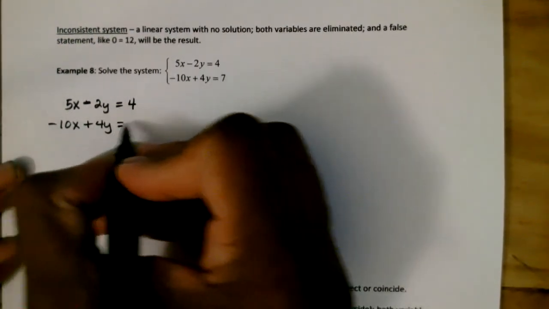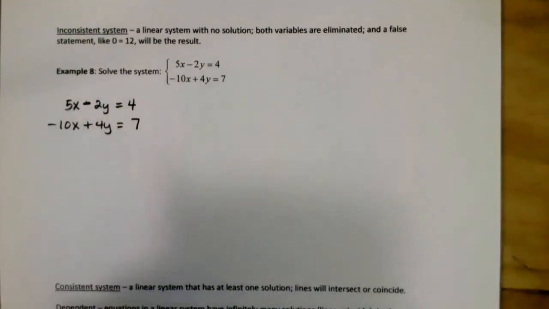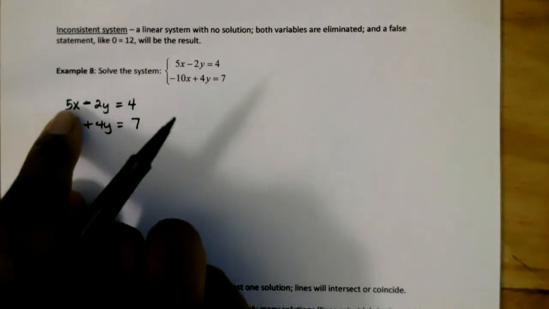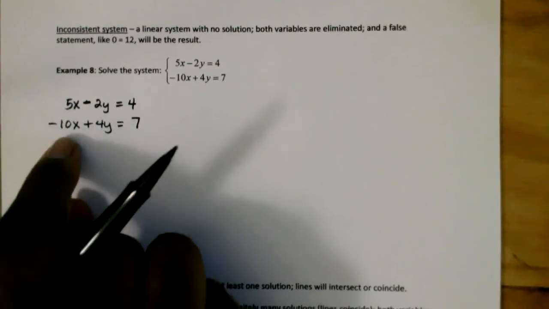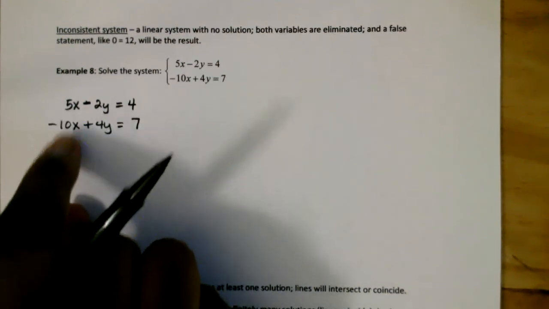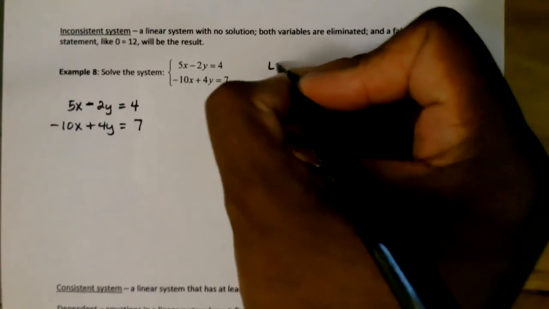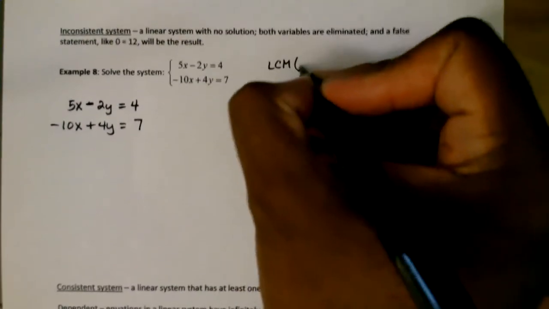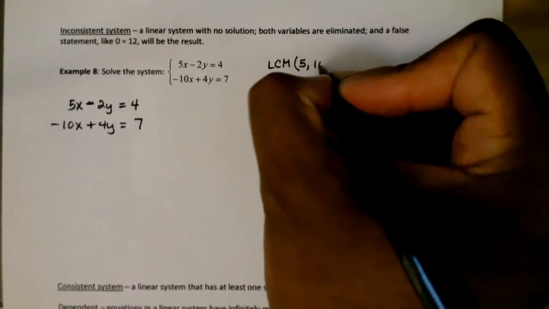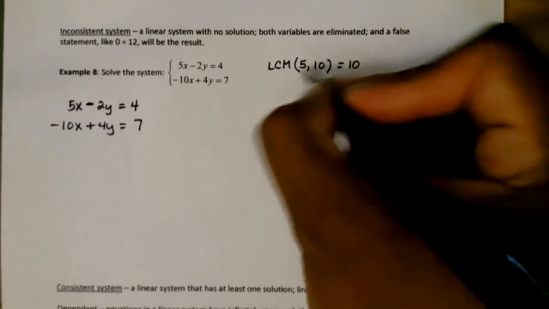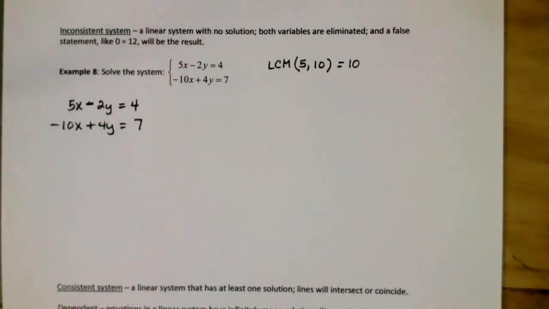I'm just copying those two equations over. Now, in this case, let's try to eliminate the x's because I have a plus sign and a negative sign. I can eliminate those easily. And I do need a least common multiple of those coefficients for x, 5 and 10. That's easy. That's going to be 10 because 10 is divisible by 5 and 10 is divisible by itself.